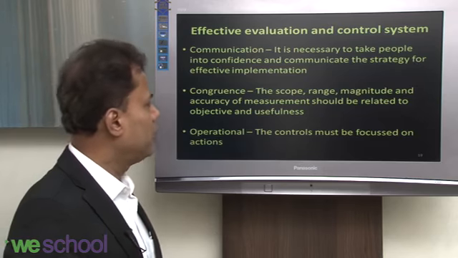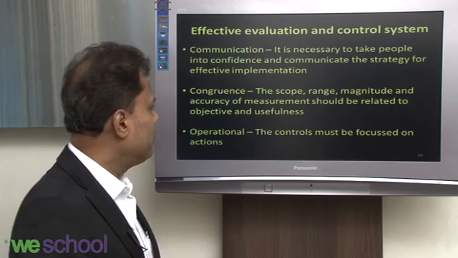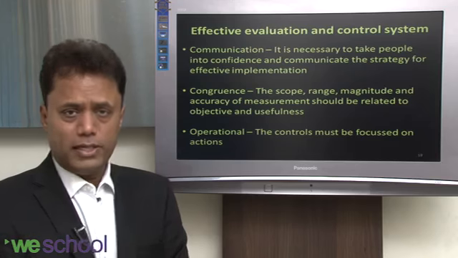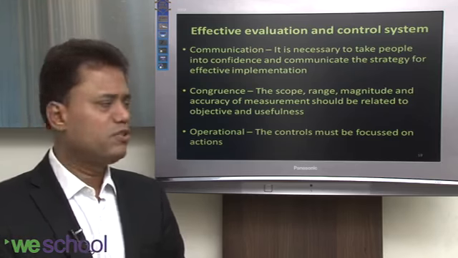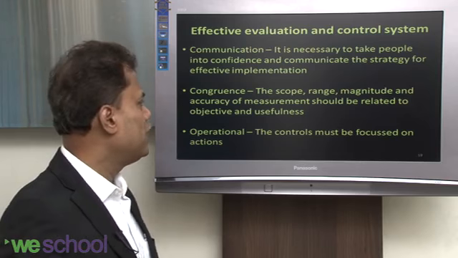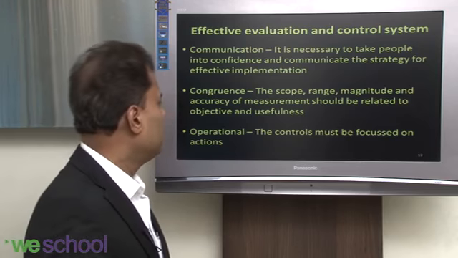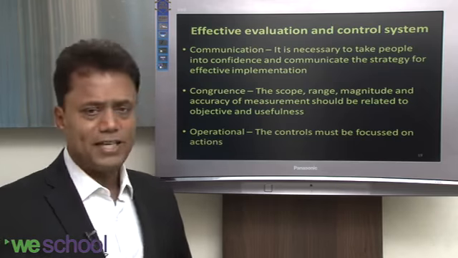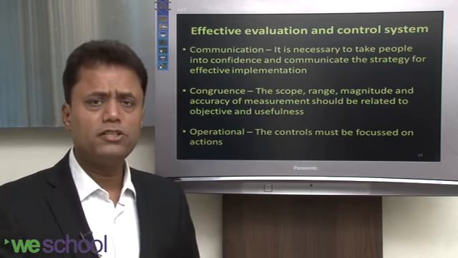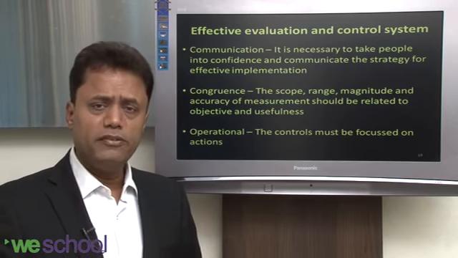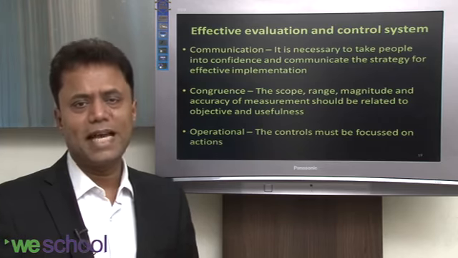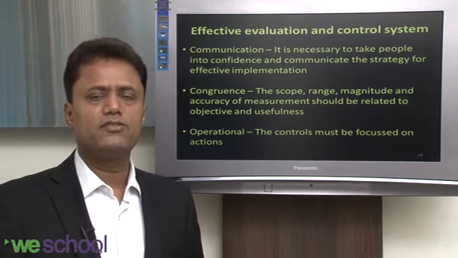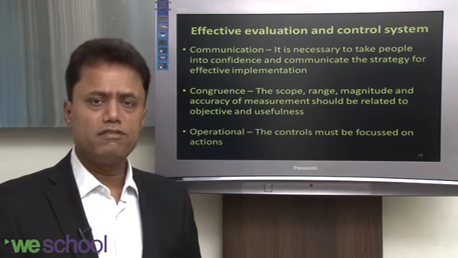Congruence: the scope, range, magnitude, and accuracy of measurement should be related to objectivity and usefulness. So it is very important for the organization to clearly define these, the scope, range, magnitude, and accuracy of the measurement, so that the employees know about it. Operational: the controls must be focused on actions. Every organization should make the evaluation control focused on actions, the actions review, activities review, because activities are what it really takes for the strategic implementation and execution to happen successfully.